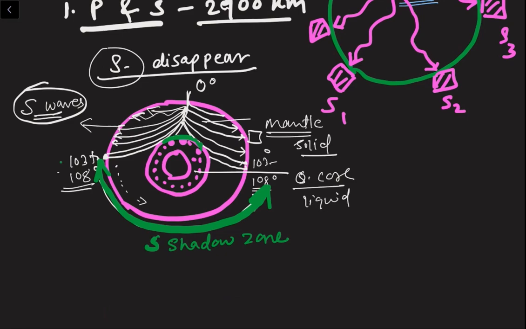So this angle 103 to 108, how is it calculated? From 0 till here, maybe 90, then 103, 108. You understand? Because the earth is round, how many degrees is it? 360 degrees.